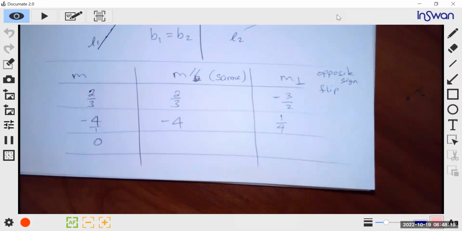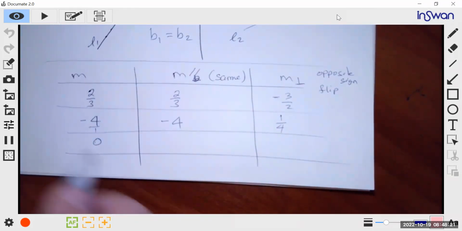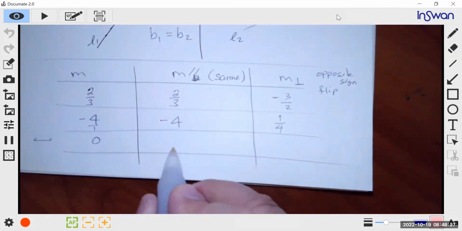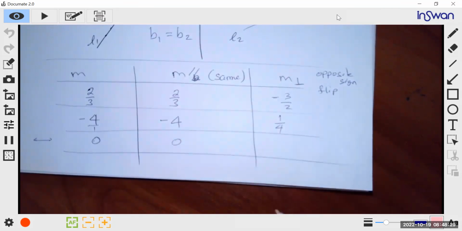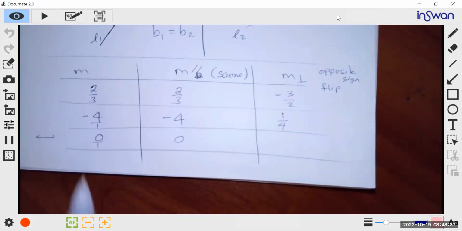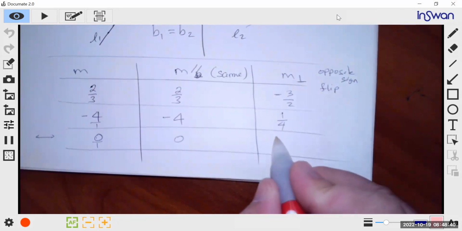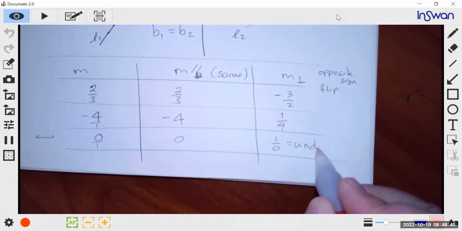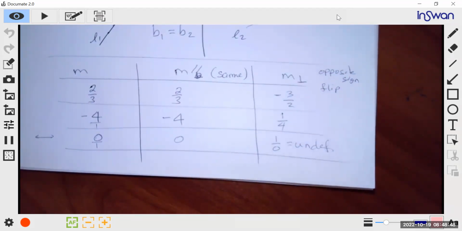Zero. A line that has slope 0 is a horizontal line. So what's the slope parallel? What's the slope perpendicular? Because this one is what? It's 0/1. So this one has to be 1/0, undefined. Yeah, if the slope is 0 here, the perpendicular one is undefined.